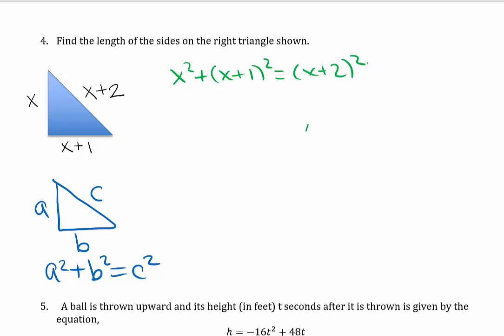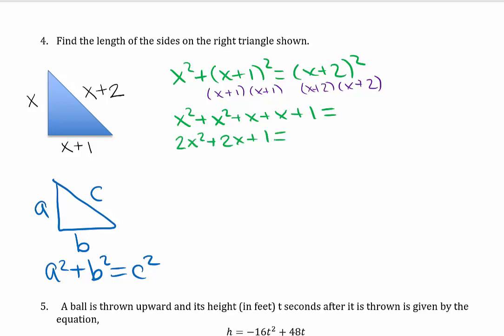Step 1, set one side to 0. But before I can do that, just like in the last example, I have to multiply things out. Now x plus 1 squared is the same thing as x plus 1 times x plus 1, so we can use that FOIL acronym to do the multiplication. I have the x squared, which was the a squared part of the equation, and then if I multiply out x plus 1, I get x squared plus x plus x plus 1. If we combine like terms, that becomes 2x squared plus 2x plus 1.